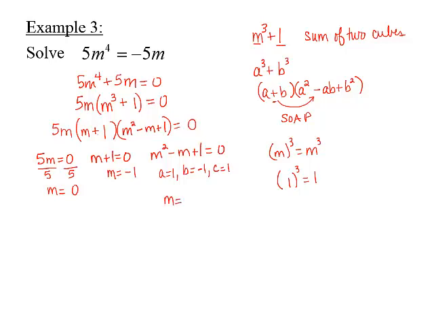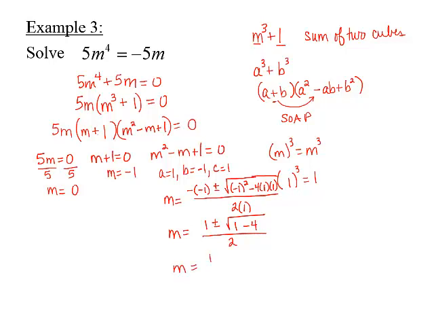So we find that m is the opposite of b, or the opposite of negative 1, plus or minus the square root of b, which is negative 1 squared, minus 4 times a times c, which is 4 times 1 times 1, all divided by 2 times a, or 2 times 1. Simplifying gives us 1 plus or minus the square root of negative 1 squared is 1, minus 4 times 1 times 1 is just minus 4, all divided by 2.